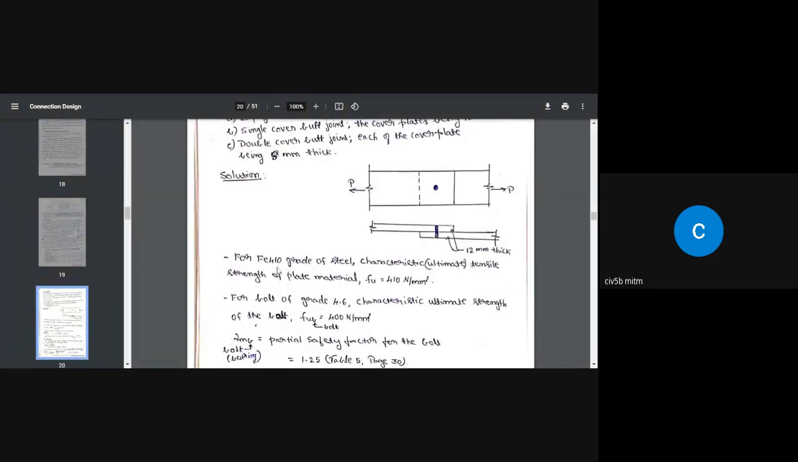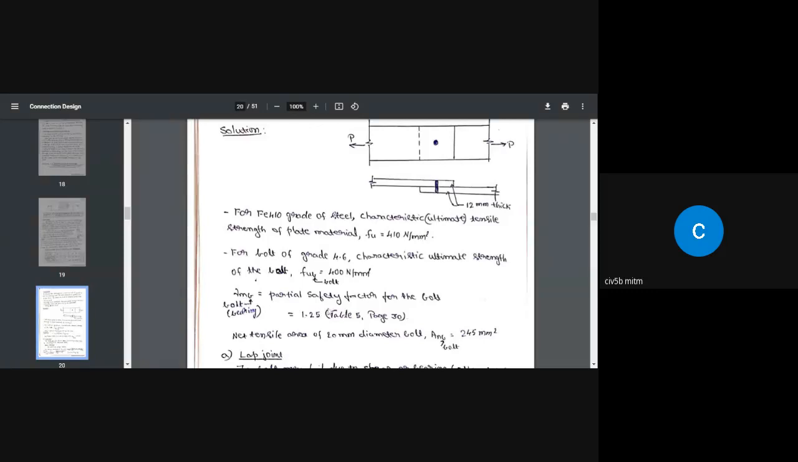For Fe 410 grade of steel plate, the characteristic tensile strength of plate material Fu is equal to 410 Newton per millimeter square. For bolt of grade 4.6, the characteristic ultimate strength of the bolt, represented by Fub, where b stands for bolt, is equal to 400 Newton per millimeter square. Then gamma mb, the partial safety factor for the bolt. This value 1.25 we are going to obtain from table 5, page 30 of the code book.